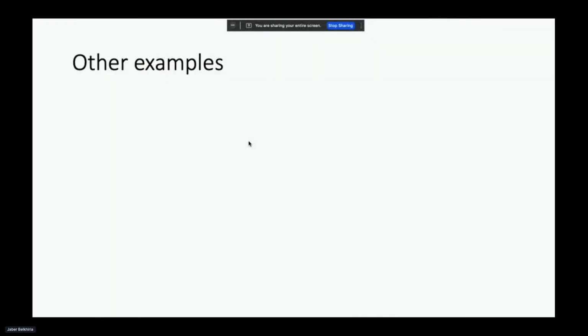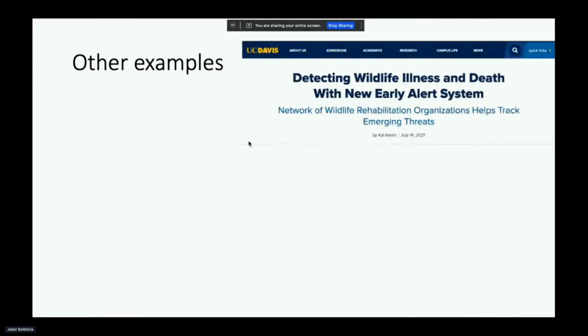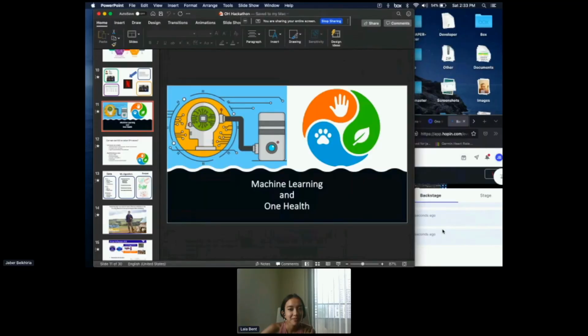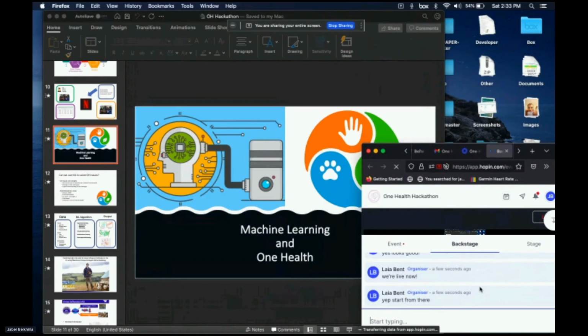Okay, some other examples of machine learning matching with some One Health issues, and you can see them on the One Health Institute website, is, for example, detecting wildlife illness and death early, such as with spatial temporal invasions. So basically I'll try to go again and present how machine learning and One Health fit in so nicely.